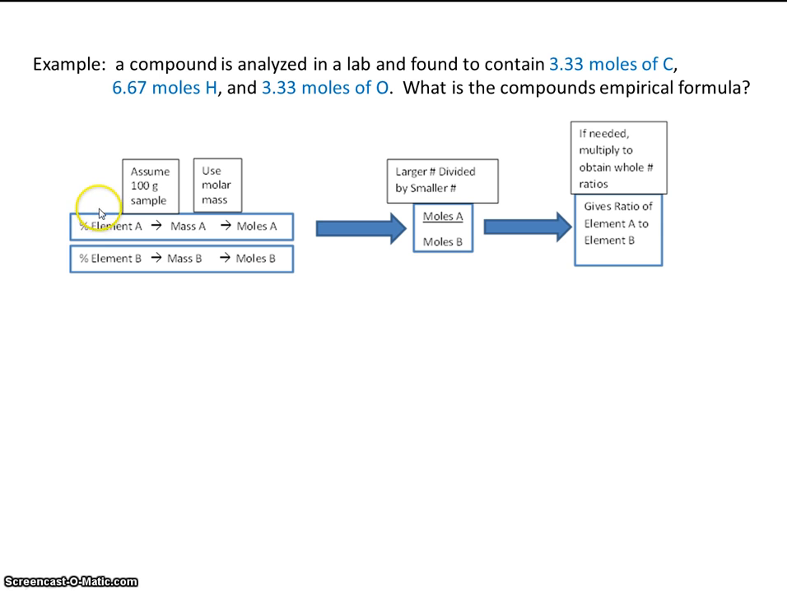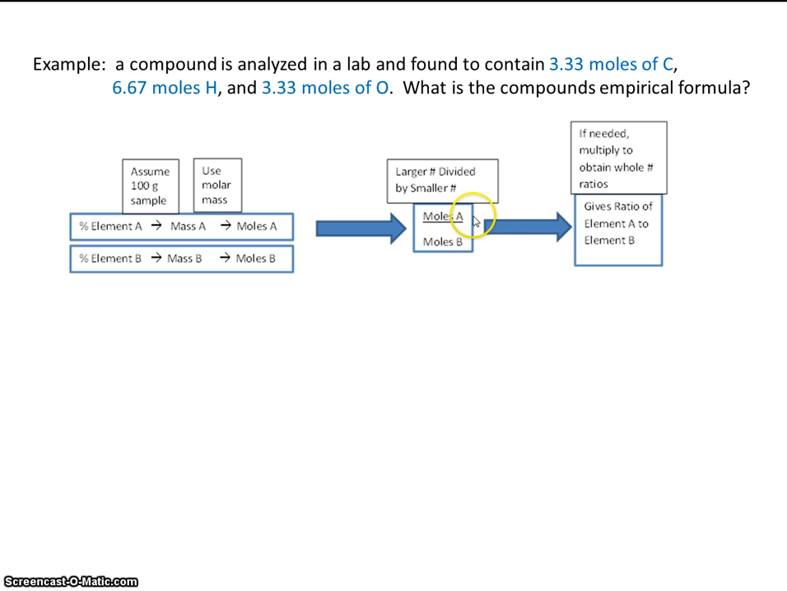So how do we go from percent to mass? Well, it's not too hard if we assume that we have a 100 gram sample. For example, if we had 20% of element A, how many grams would we have of element A if we had a 100 gram sample? Of course, we'd have 20 grams. And then if we have the mass, we can convert mass to moles using the molar mass. And then once we have moles of A and moles of B, we'll divide the larger number by the smaller number.